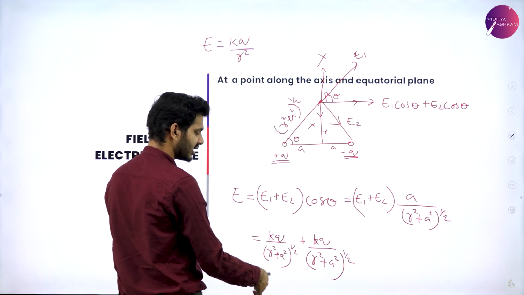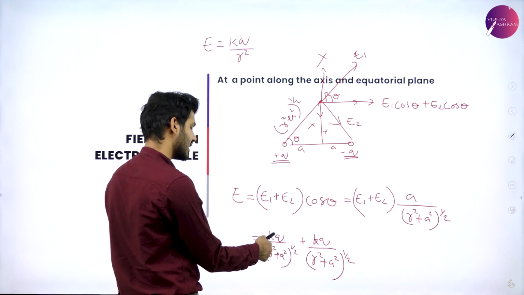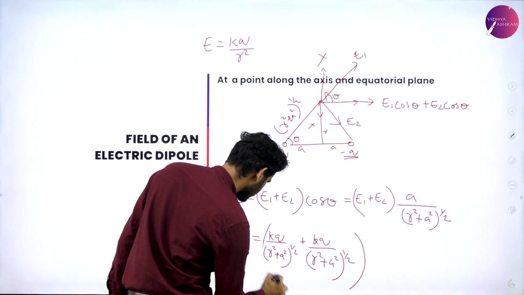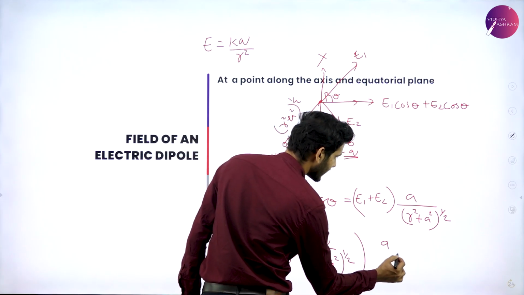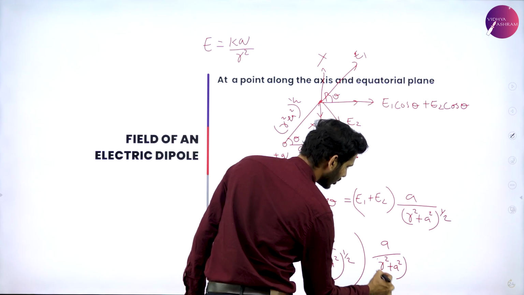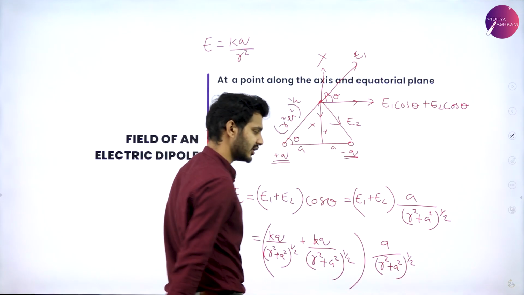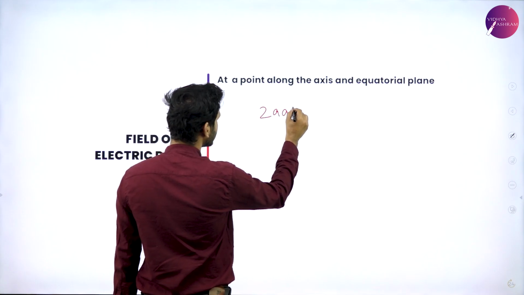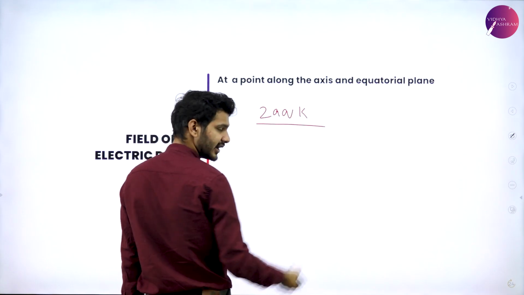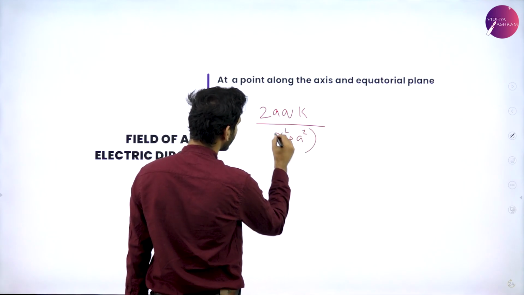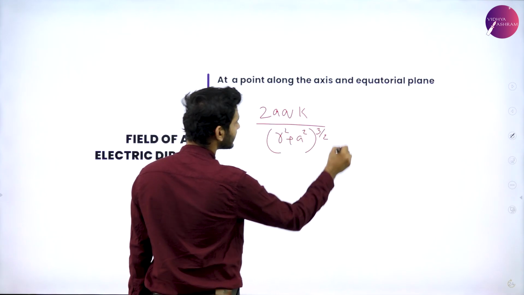When we add these together, half and half is equal to 1, and kq plus kq is equal to 2kq, and all of this was multiplied by a by r square plus a square whole raised to 1 by 2. So this equation simplified down to 2aqk divided by r square plus a square whole raised to 3 by 2.